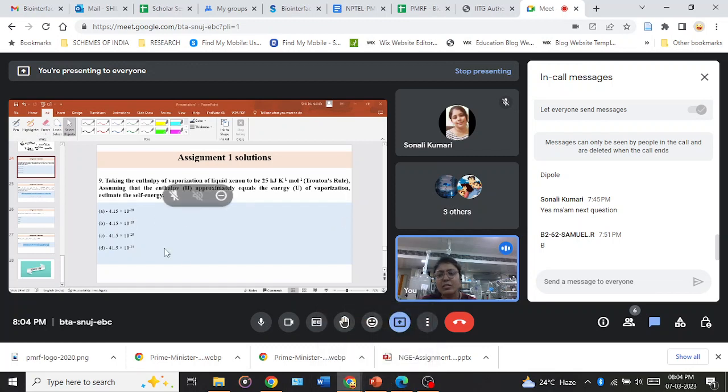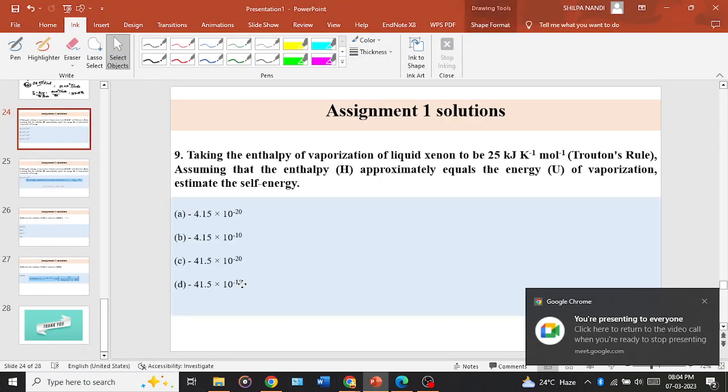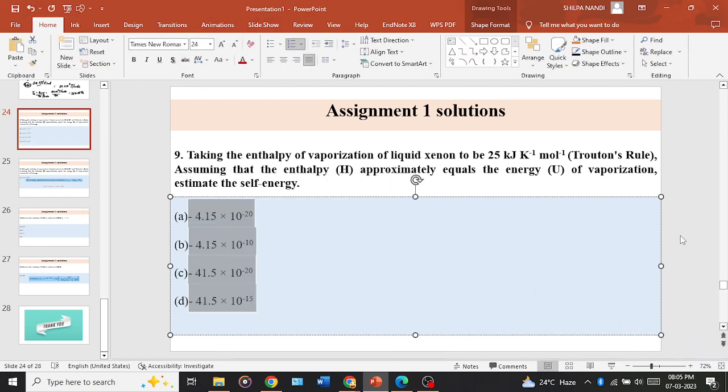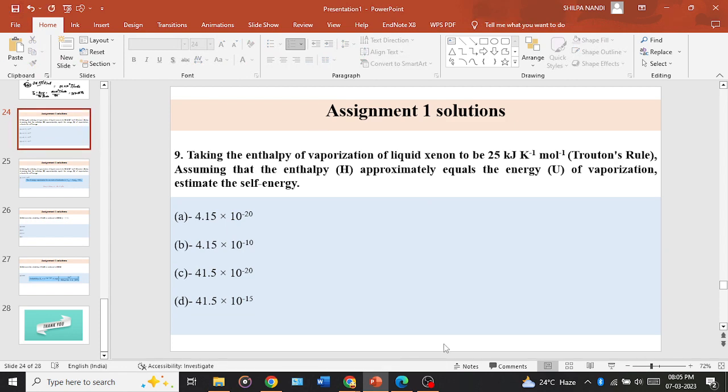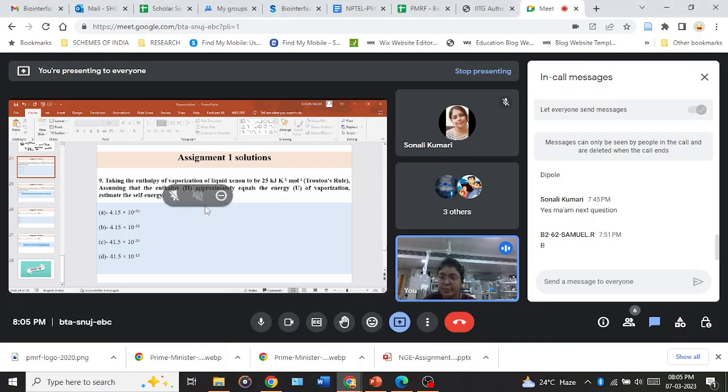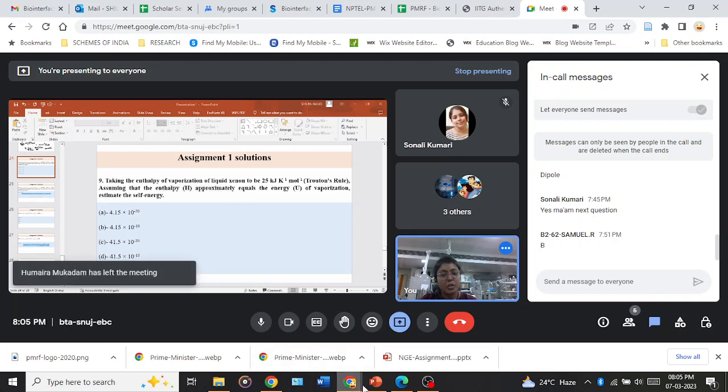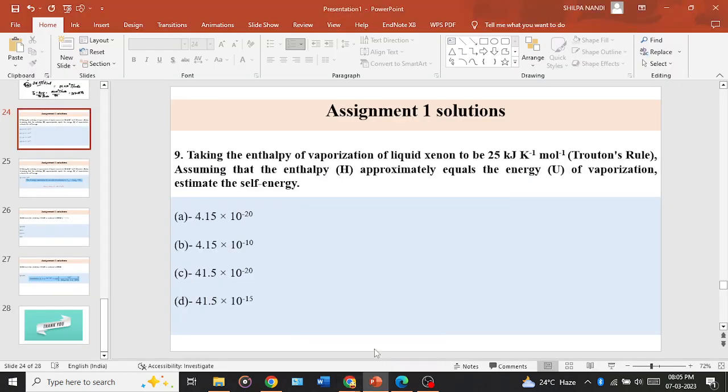Is it clearly visible? I hope it's clearly visible, or I'll increase the font. I think now it might be better for you guys. So any try on calculating or doing this numerical? Anyone? Anything related to self energy? Okay, fine. We'll discuss what is self energy now.